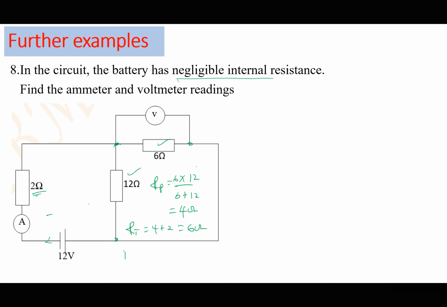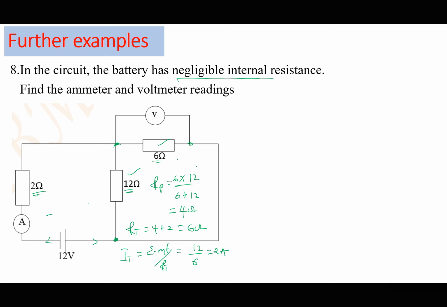So the total current, I total, is equal to EMF divided by total resistance, which will be 12 volts divided by 6. So total current is going to be 2 amperes. And we want now to find the reading of the voltmeter. The 2 amperes flows up to this junction and it divides. Part of it goes to the 12 ohms and part of it goes to the 6 ohms. Of course, current is divided in the ratio of the resistances.